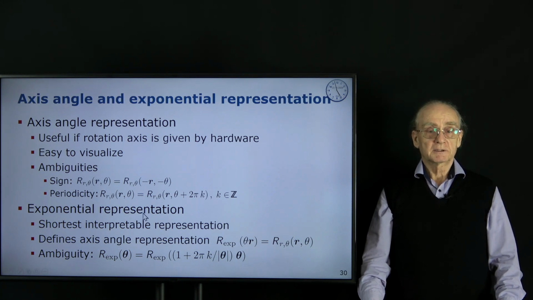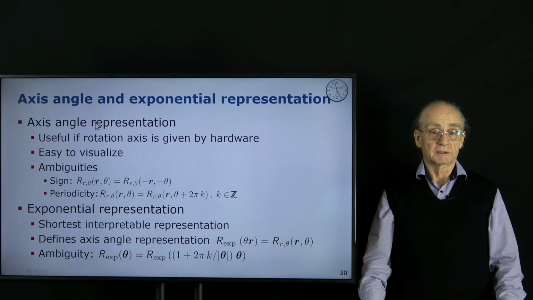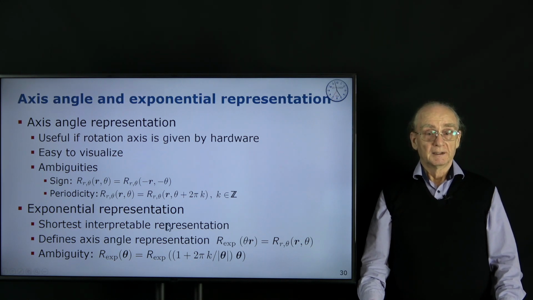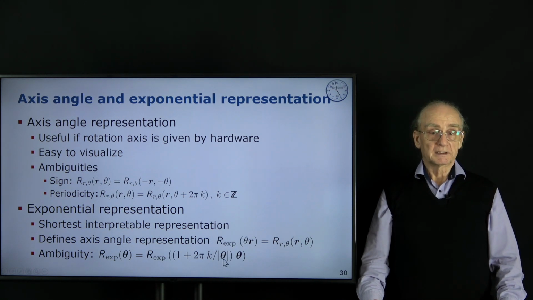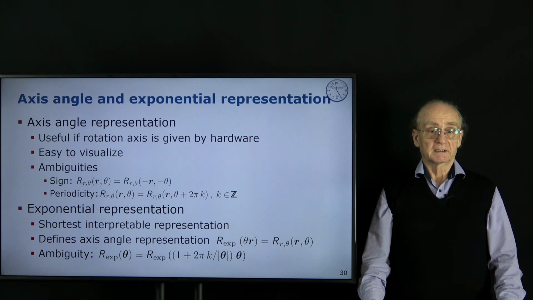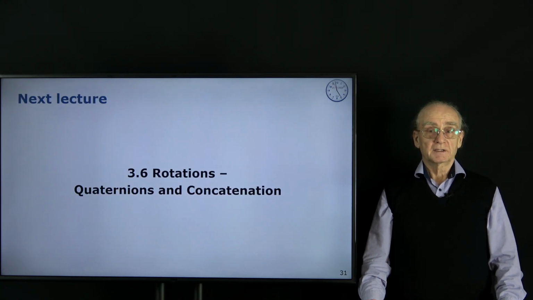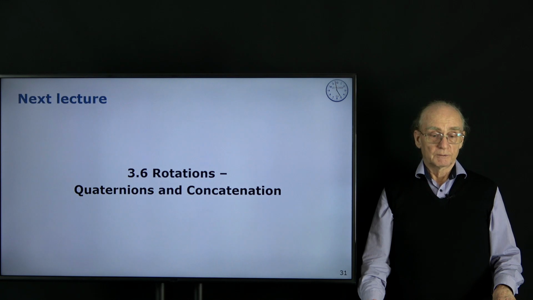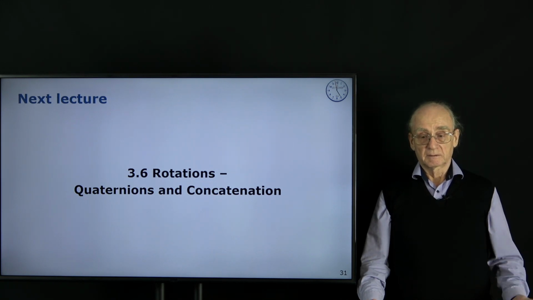The exponential representation certainly is the shortest interpretable representation. So it's not only the shortest, but it's also interpretable because it's directly related to the axis angle representation. You could also define the exponential representation using the axis angle representation because the equations are exactly the same, and you have just the periodicity ambiguity for the angle in this case. Okay, these were two representations which used angles and axes.